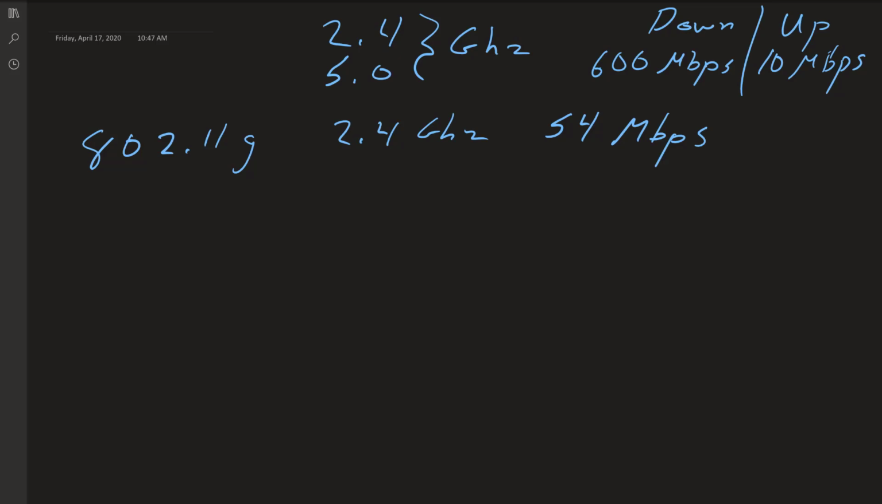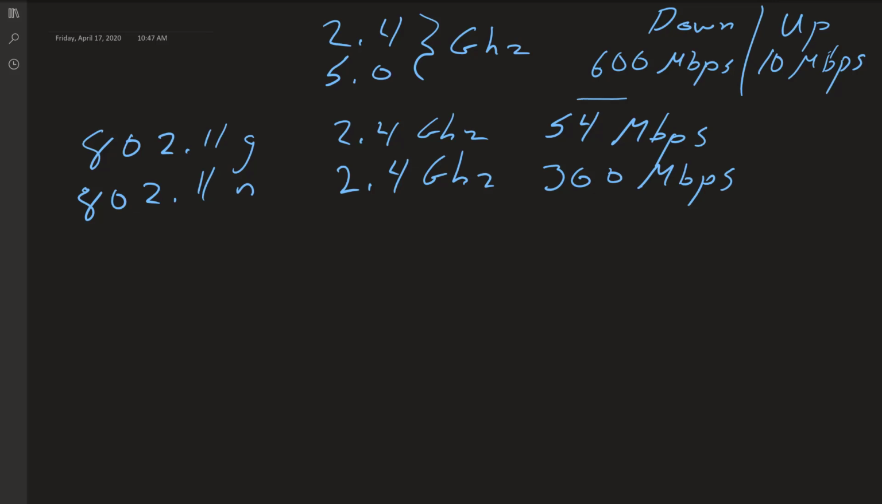So if you notice, one of the challenges with 802.11g is that it was theoretically slow at 54 megabits. So we ended up getting 802.11n, as in Nancy. And initially it ran at the 2.4 gigahertz frequency as well, but N allowed for 300 megabits per second. But if you notice, that's still not as fast as my current internet speed in the way of download.